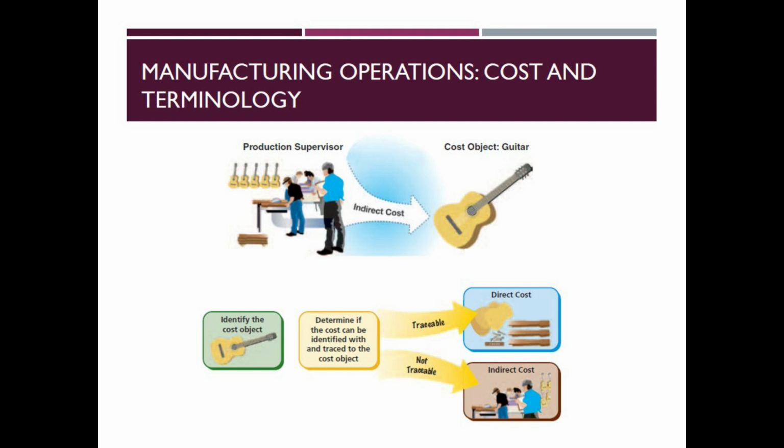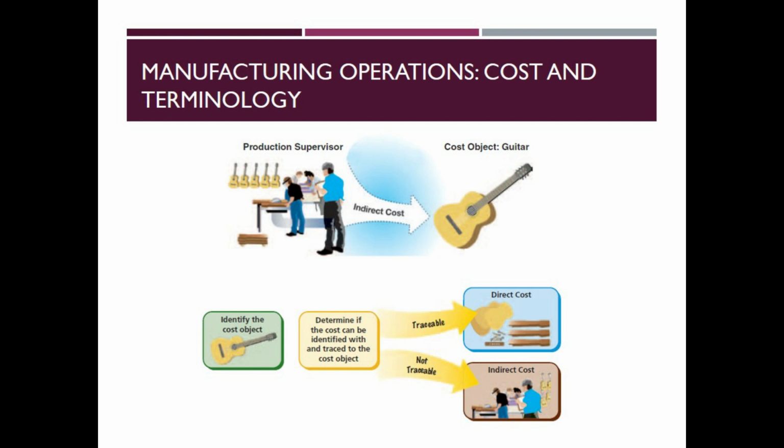Depending on the cost object, a cost may be either a direct or indirect cost, depending on the actual product. Since the production supervisor in this case, his salary is considered an indirect cost. However, if the cost object of this specific company is the overall production process, then the salaries of production supervisors would be considered a direct cost.